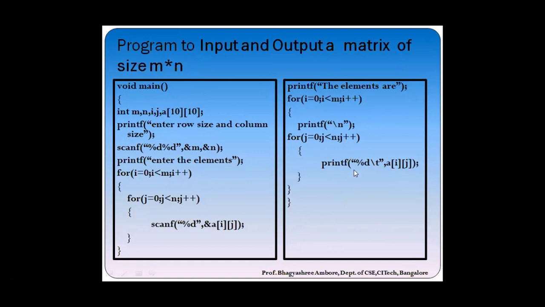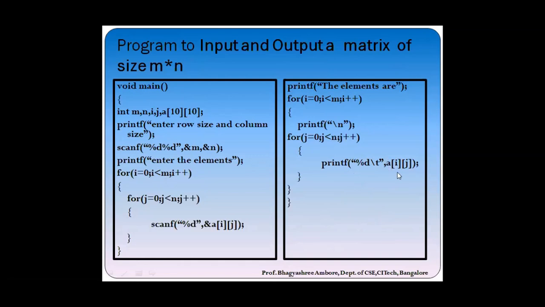Similarly, to print the matrix B, what changes do I have to make? This all will remain the same. This complete thing will remain the same. The same code I have to write again to print the elements of matrix B. What do I have to change in this code? M value has to be changed to P. N value has to be changed to Q. A has to be replaced by B.